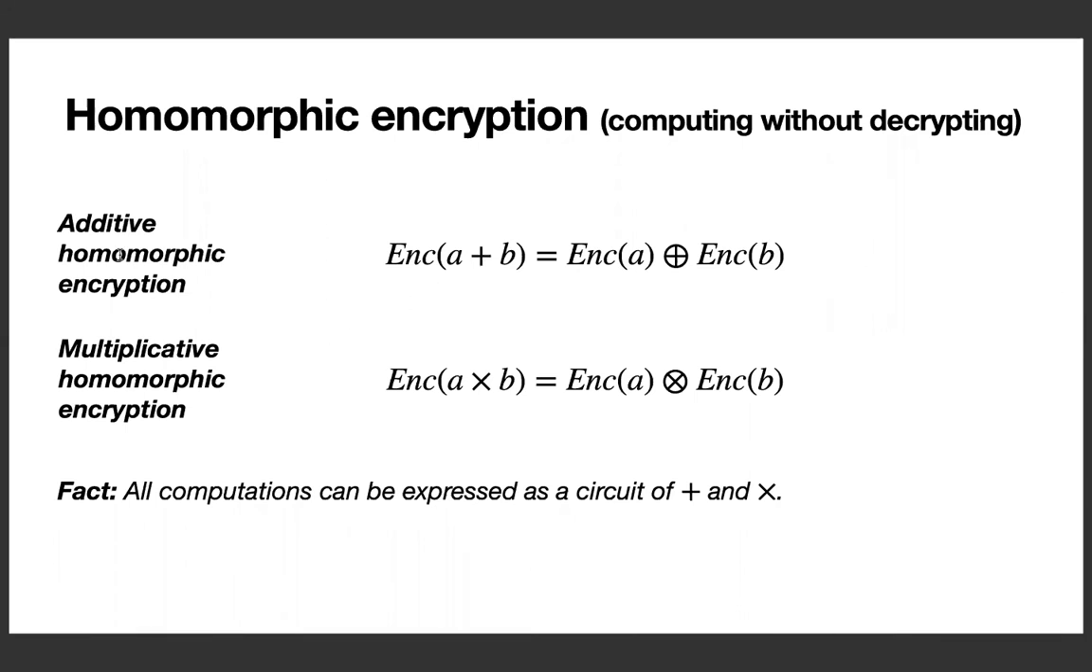An encryption scheme is called additively homomorphic if the encryption of the plain text addition of A and B is equal to some special addition of the encryption of A and the encryption of B. So this right-hand side is happening in the ciphertext space, where you are computing the encryption of A plus B without actually ever decrypting A or B. You are only operating on the ciphertexts and applying this special plus operation on them. And similarly, a multiplicatively homomorphic scheme is where you can perform a multiplication of A times B by performing a special kind of multiplication on the encryption of A and the encryption of B.